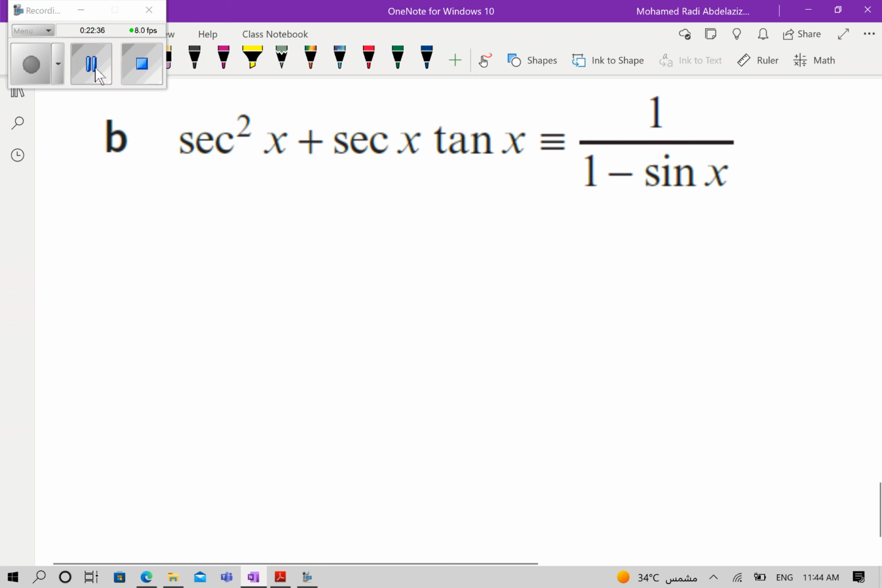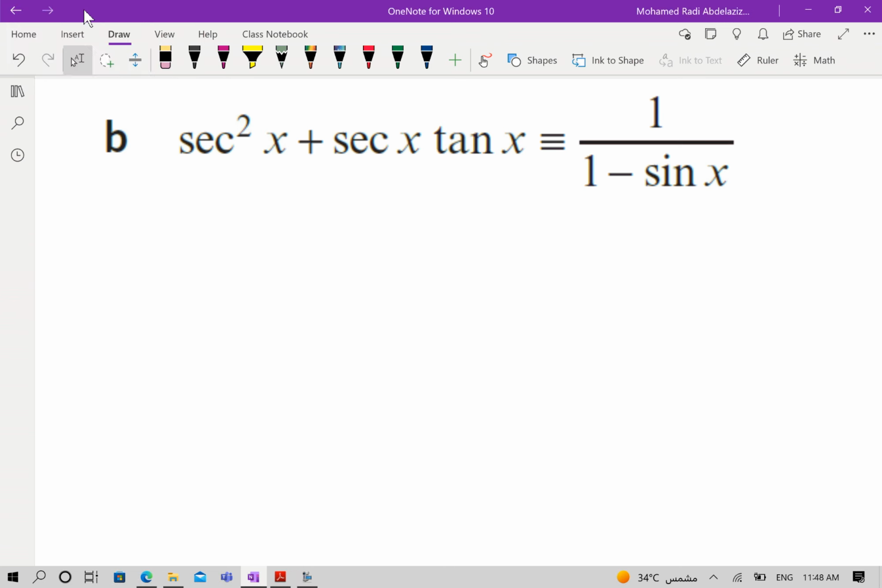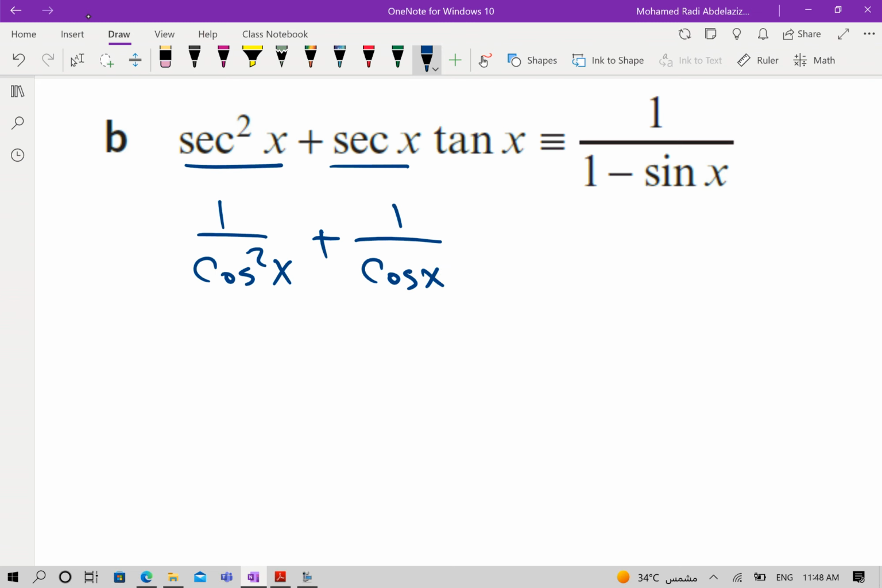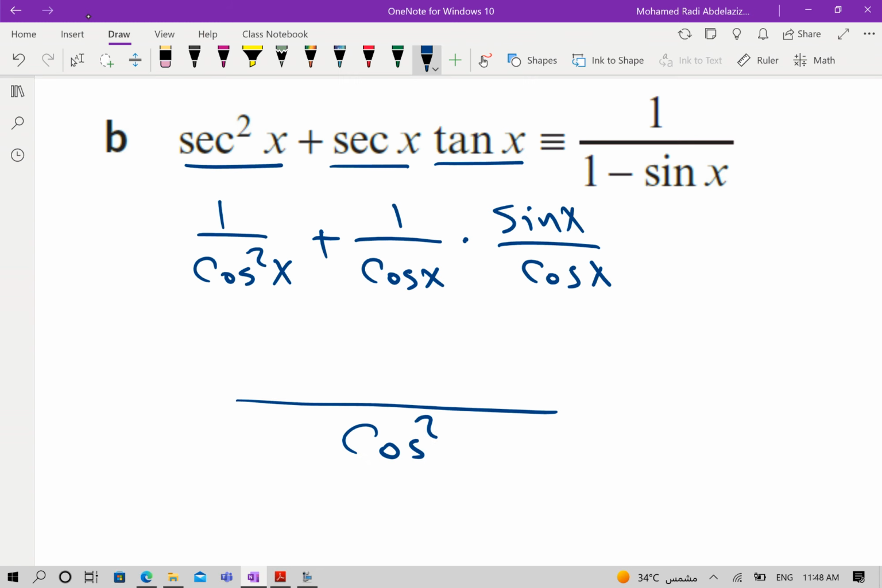Yalla, please show that the left hand side is equal to the right side. I will tell you only the first step. First step: 1 over cosine squared x plus sec, 1 over cosine x, tan, sine x over cosine x. What is the common denominator? It's already common. 1 plus sine x. Now, try to look at the right side. The right side included 1 minus sine x. How can I get 1 minus sine x?